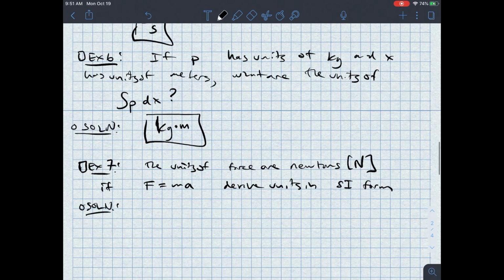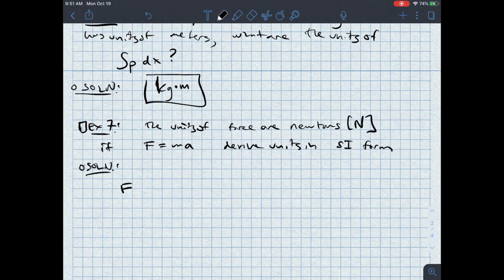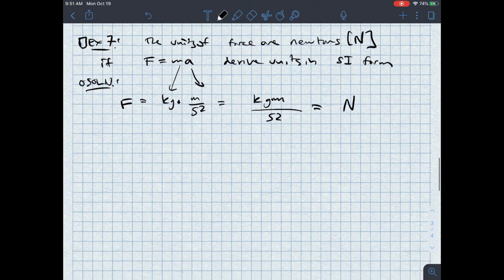So to do this, I'm just going to take my force equation and plug in the units of each. Force is kilograms times, so kilograms is the unit of mass, acceleration is meters per second squared. So that's kilogram meters per second squared, which it turns out is the same thing as a newton.